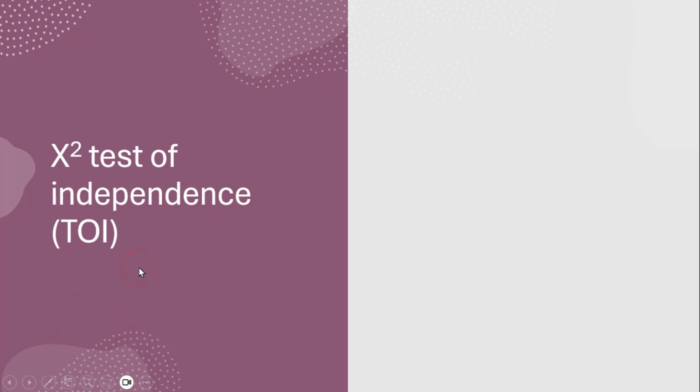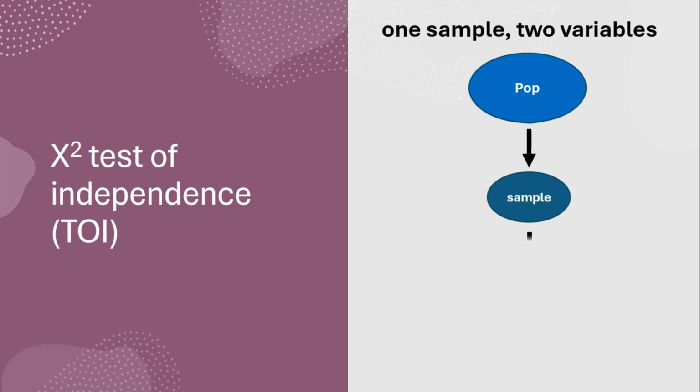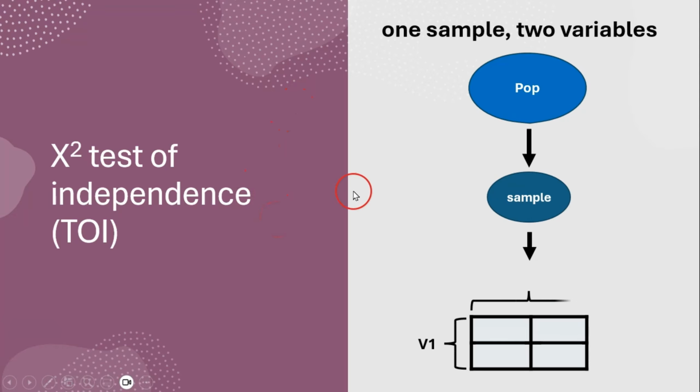So let's start with the chi-square test of independence. In this one, you have one sample and two variables. Each person in the sample responded to two questions. And the responses on those two questions create the two variables for your 2 by 2 table. So it would look something like this. There's your population, there's your sample, and we've created variable 1 and variable 2 for our 2 by 2 table. So TOI, one sample, two variables.